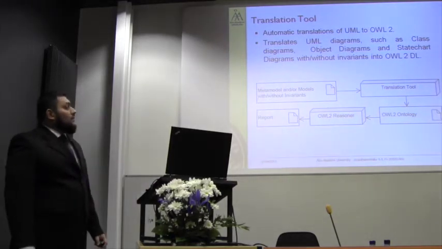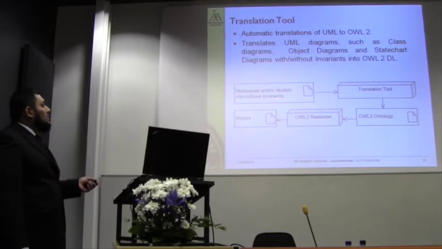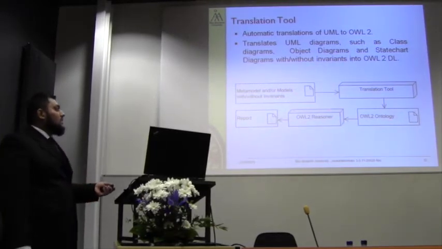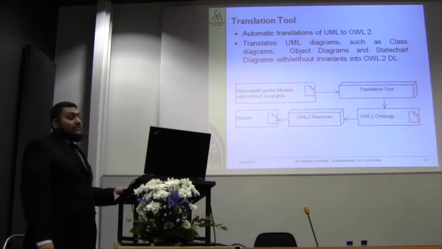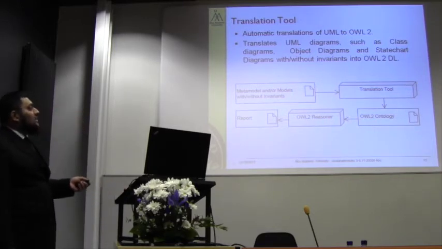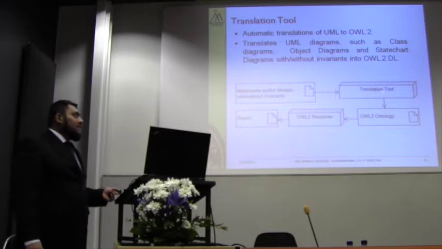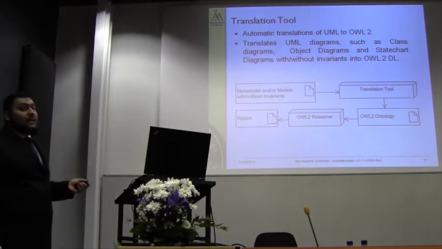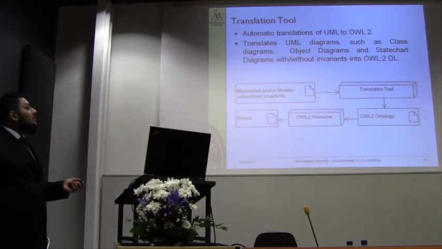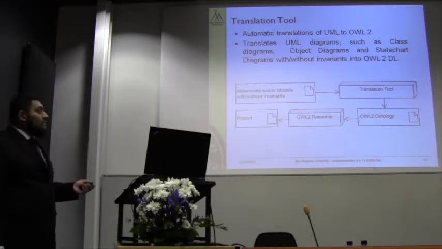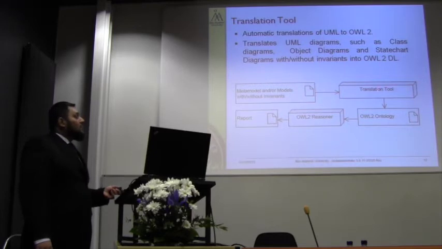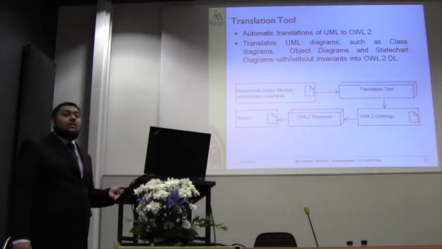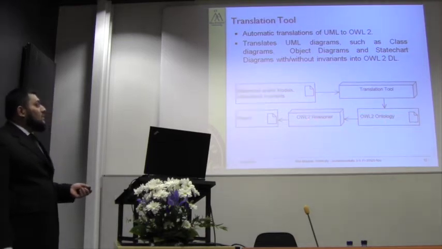In order to use the OWL reasoner, we need to translate the UML models into ontology, because the reasoner understands the ontology language and it doesn't understand the UML directly. So we have to make the translation tool in order to make our approach automatic. So we have built one translation tool that takes UML models as an input, all kinds of UML class diagrams, state chart models, and class and object models. Also the OCL invariants, it takes as input in the form of XML. Then it processes the XML and produces the OWL ontology. This OWL ontology we give to the reasoner, which processes it and generates the validation report.